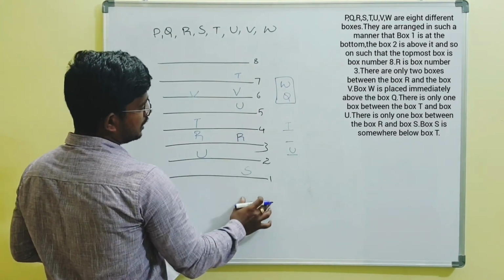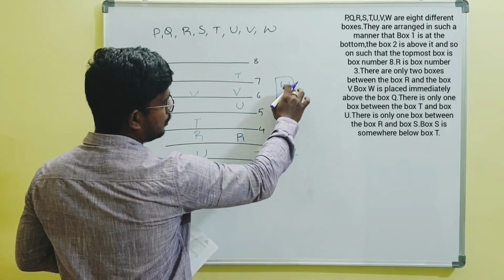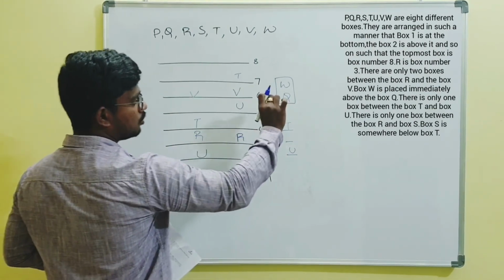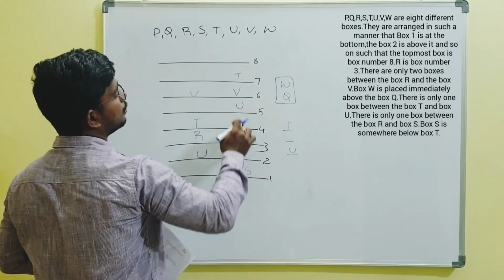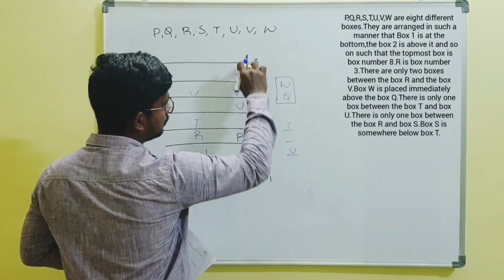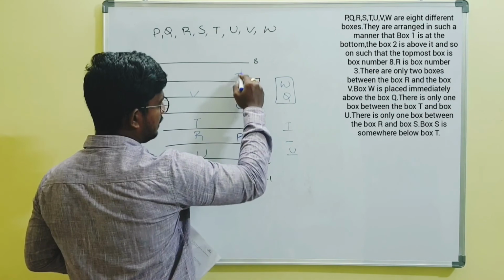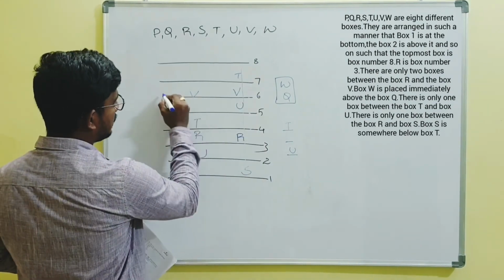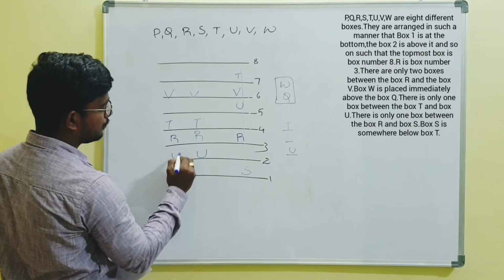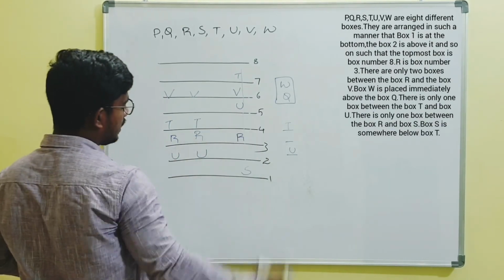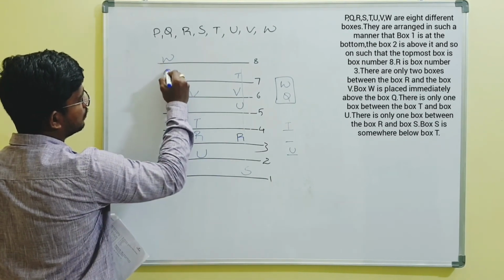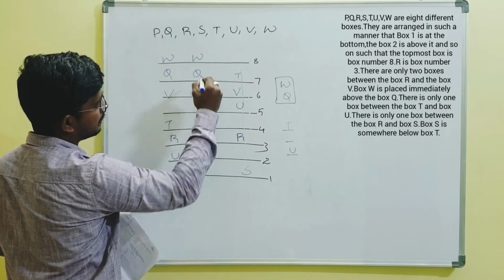Till here, if you observe, W and Q must be placed immediately next to each other. So there is no other box between W and Q. If we observe this seating arrangement, I cannot place W and Q sequentially. So I am eliminating this. Okay. I will take another case. V, T, R and U. Okay. W and Q must be placed immediately next to each other. So W and Q are placed here.